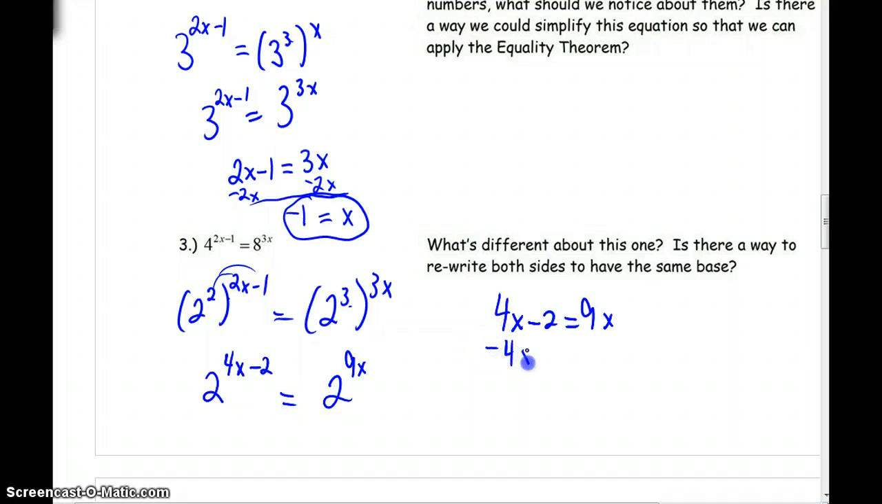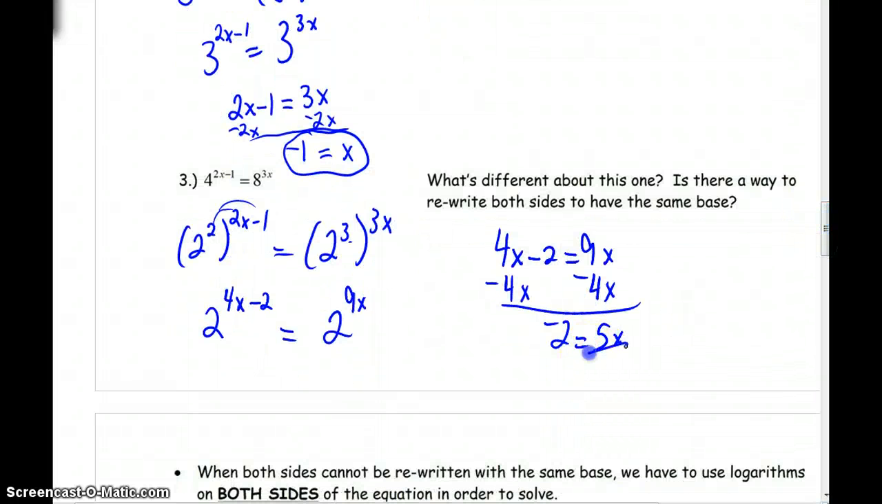We can subtract a 4x from both sides, and very quickly see negative 2 is equal to 5x. Divide both sides by 5, and we have a fraction, and it's a negative number at that, but we're not concerned about that. That's perfectly okay.